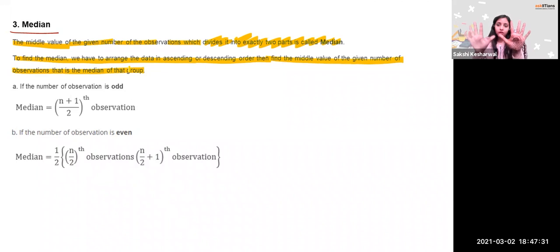There are 10 people. So out of the 10 people, who will be in the middle? Now you take out the 4 from here and the 4 from here. There are 2 persons in the middle. Now 2 persons are in the middle, but there has to be 1 person in the middle. So what we will do, we'll be taking the average.